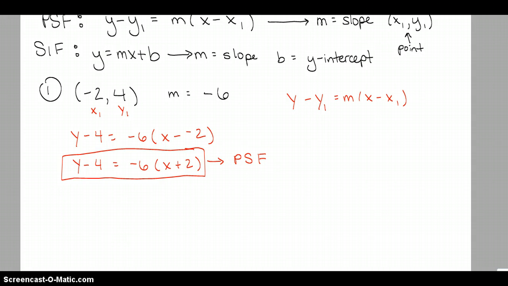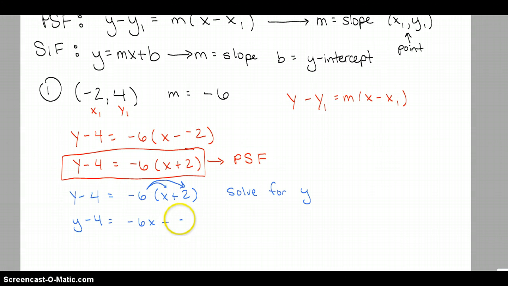To get it into slope-intercept form, you're going to take the point-slope equation, y minus 4 equals -6 times x plus 2, and solve for y. So we're going to distribute the -6, so you have y minus 4 equals -6x. You can do plus -12 if you'd like, or minus 12, however you want to write that. And then we just need to get rid of the minus 4 by adding 4 to both sides.